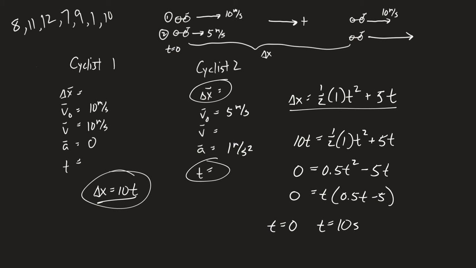So obviously one of these t's is more important than the other. We asked the math to show us when the two cyclists were at the same position. It told us time 0, though, is not the one I want to use. I want to use 10 seconds. So to figure out how far, I'm going to go back to here, and that gives me that delta x is equal to 100 meters. Yay.